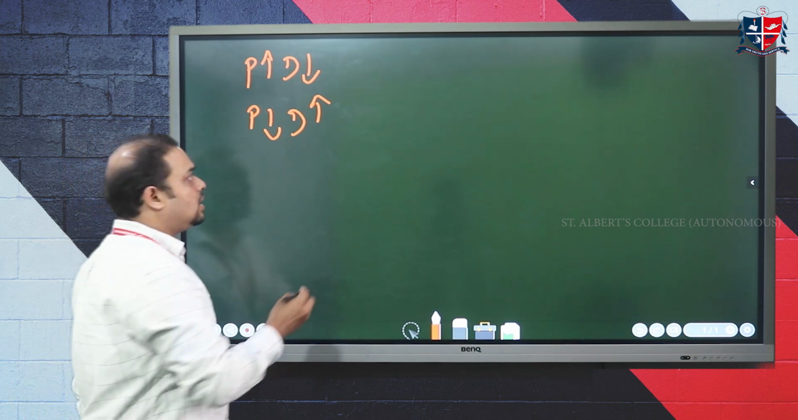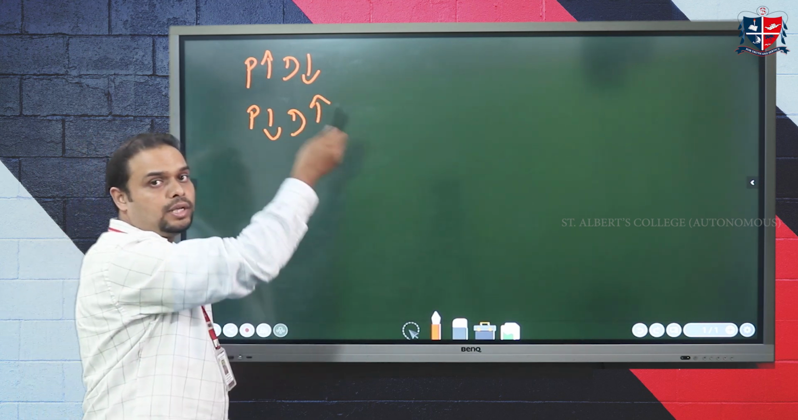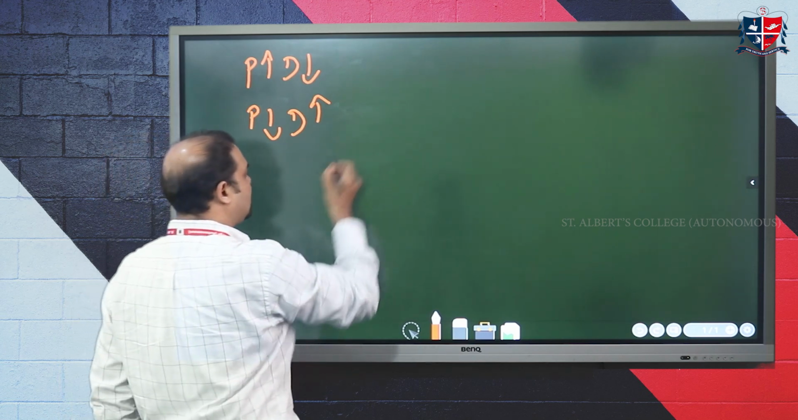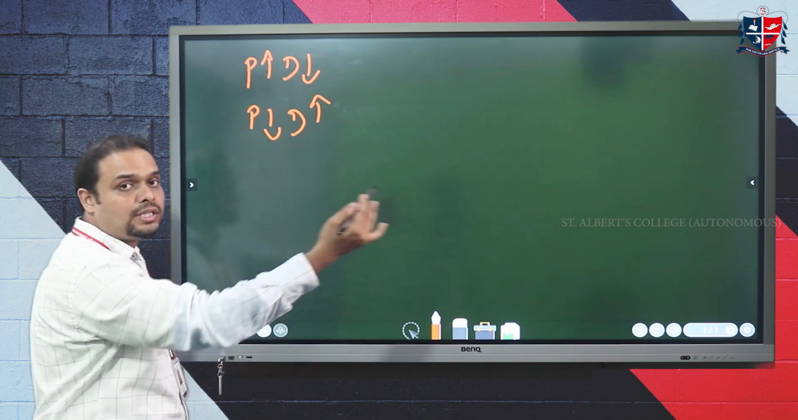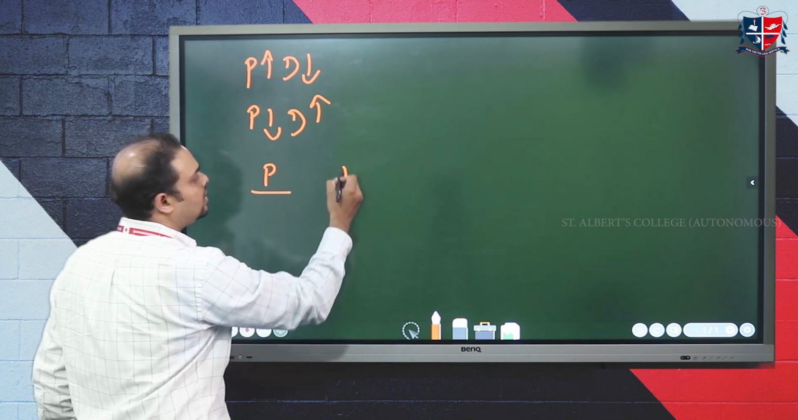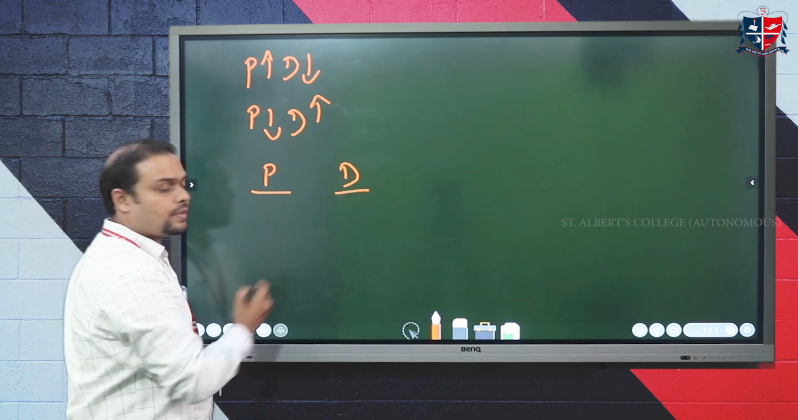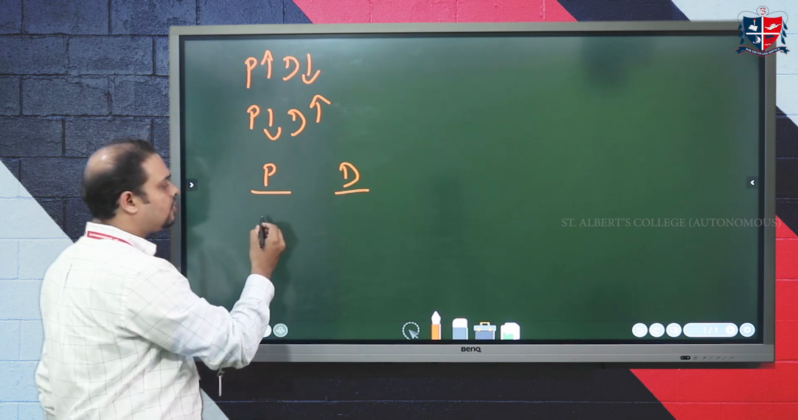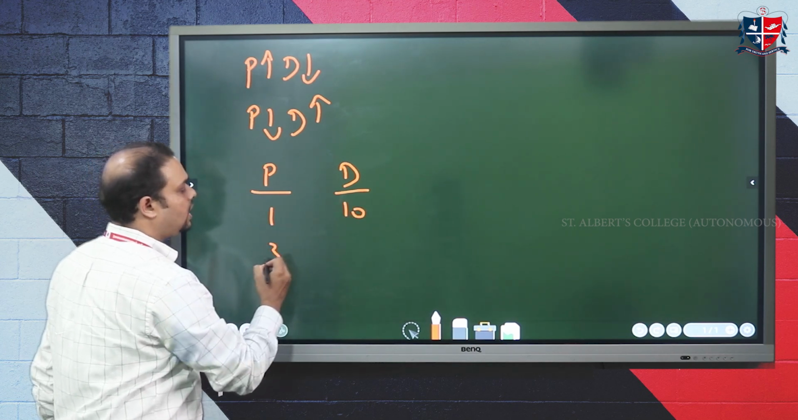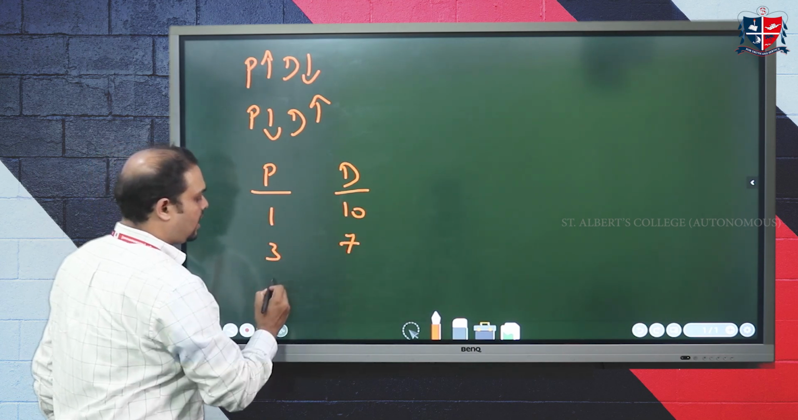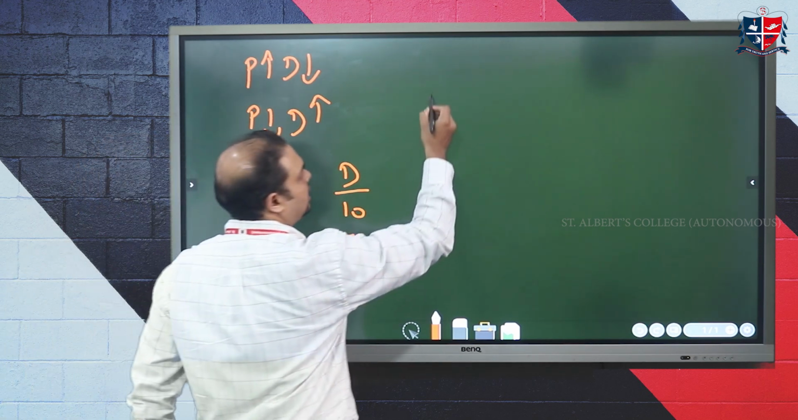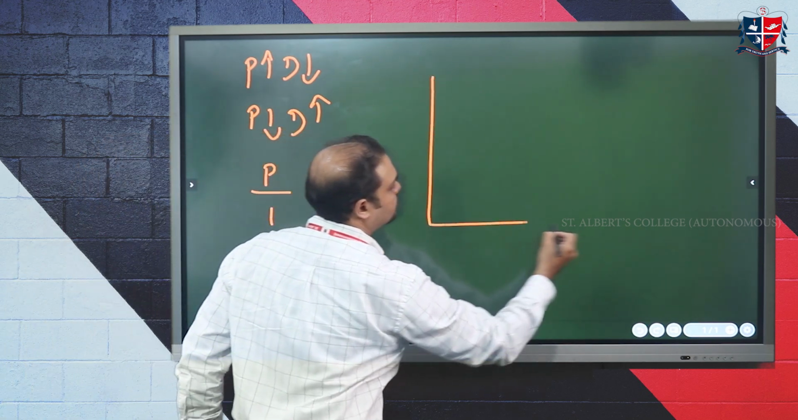This is the basic premise, because the law of demand has an inversely proportional relationship. I'm going to write some data here so that we can plot the same data in a graph. I'm going to write price and demand. For example, price is 1, demand is 10; price is 3, demand is 7; and price is 6, demand is 5. Now I'm going to plot this similar data in a graph, in a demand curve.